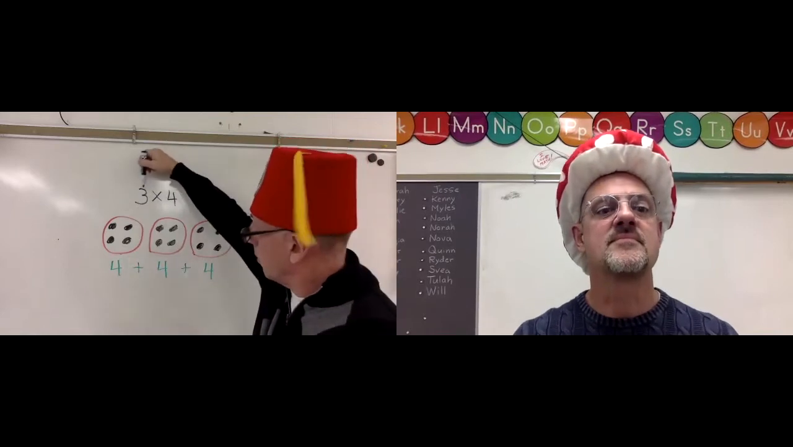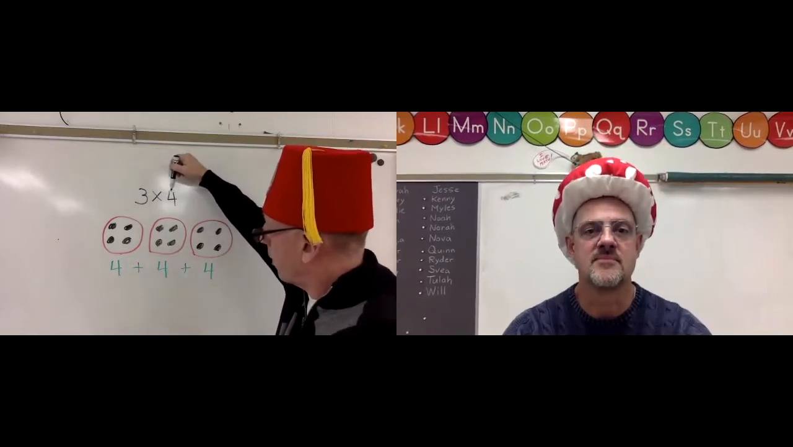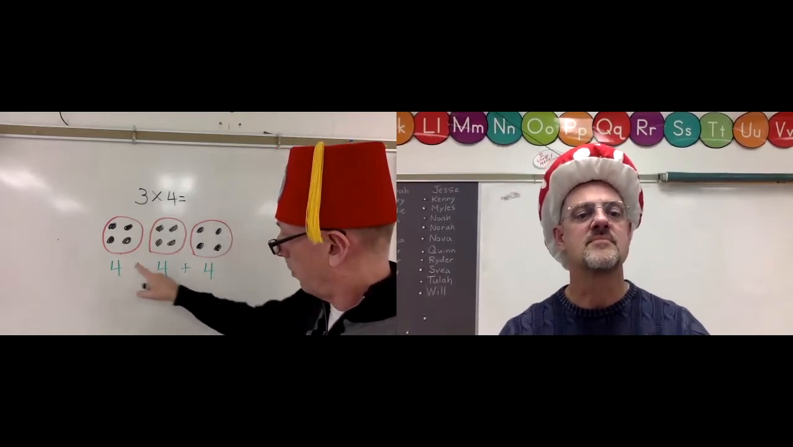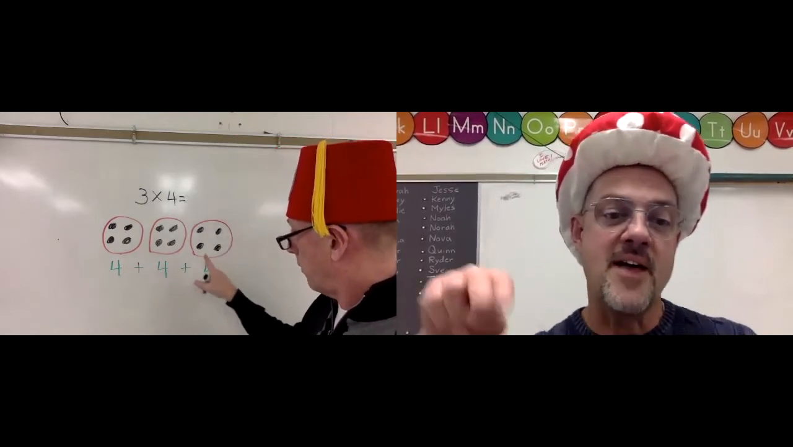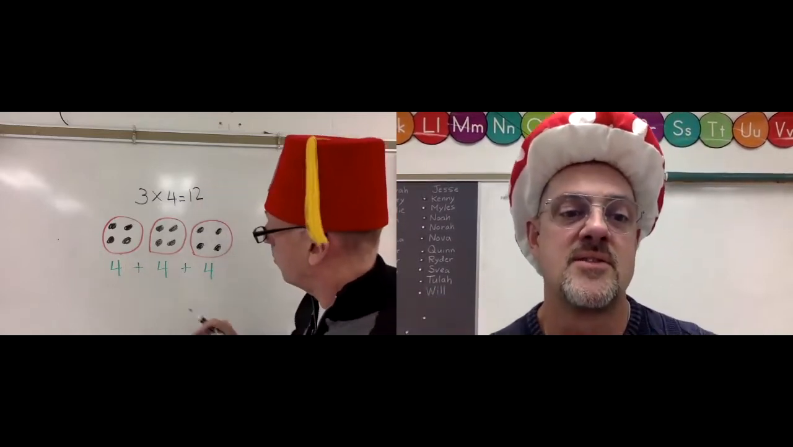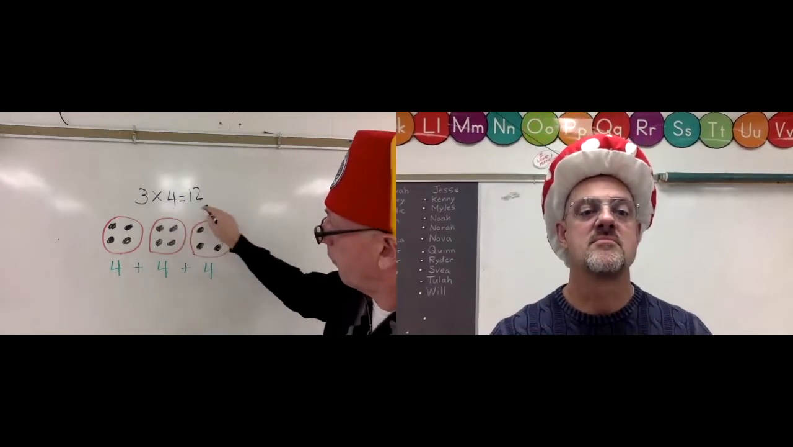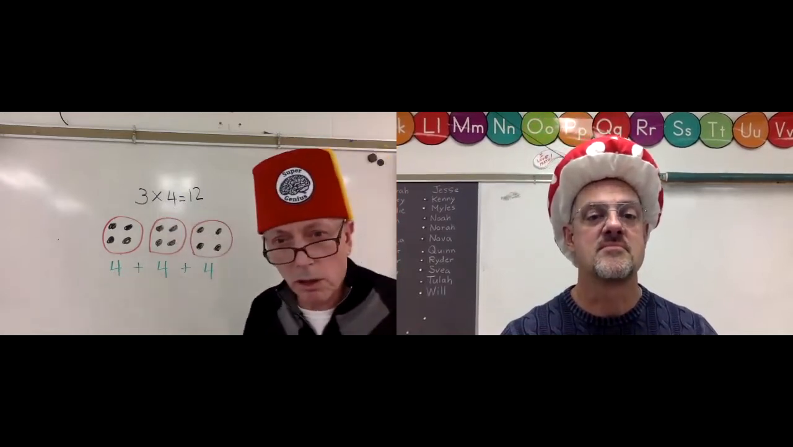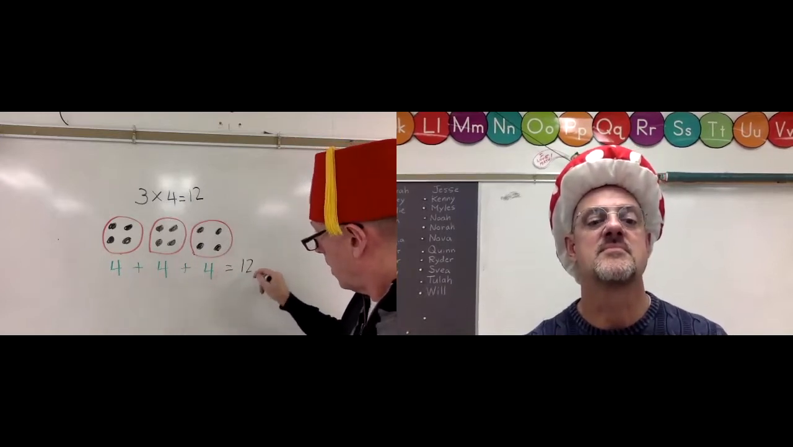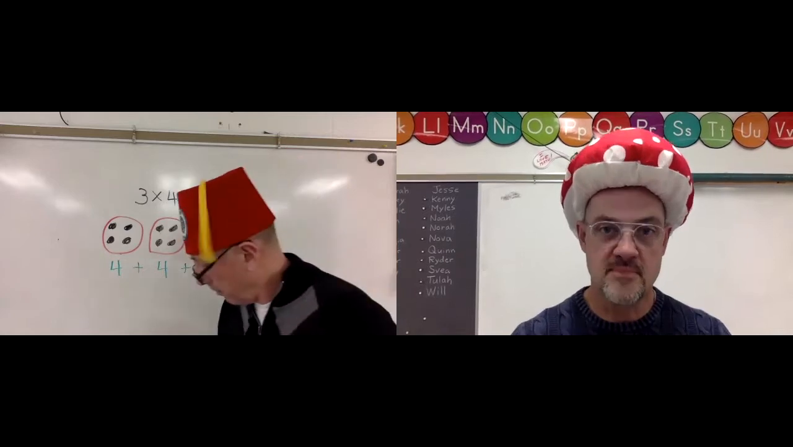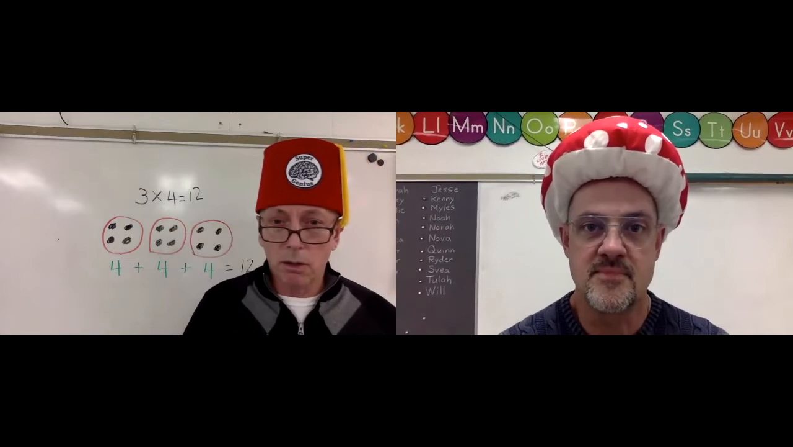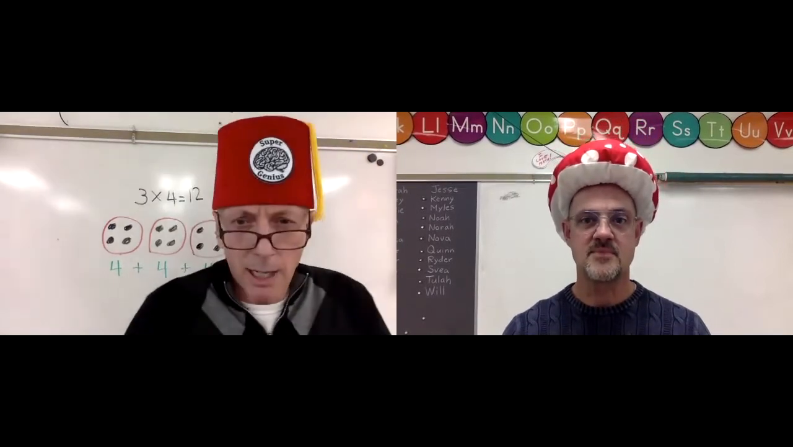So we have 3 groups times 4 in each group, and that equals, well, 4 plus 4 is 8, plus 4 more, we know, is 12. So I can do multiplication: 3 groups of 4 is 12, or I could do what's called repeated addition: 4 plus 4 plus 4 equals 12. So multiplication, Mushroom Guy, you already know how to do it because you know how to do addition. Now, do you want to give it a try?